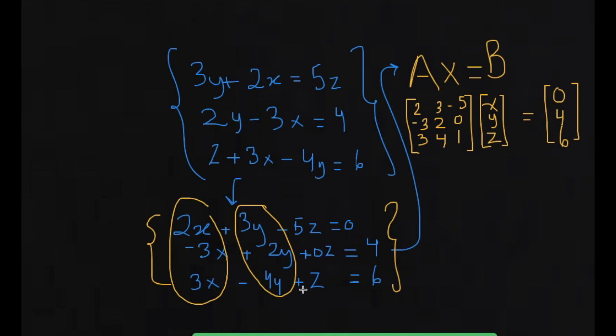Now, this system of equations is written in the form Ax equals b. So if you were to convert this back into the system of equations, you would have to read it row-wise here. So 2 times x plus 3 times y minus 5 times z will give you 0. Then, -3 times x plus 2 times y plus 0 times z will give you 4. Then, 3 times x plus, that's a minus 4 times y plus 1 times z will give you 6. And that is how you would convert this form back into a system of equations.